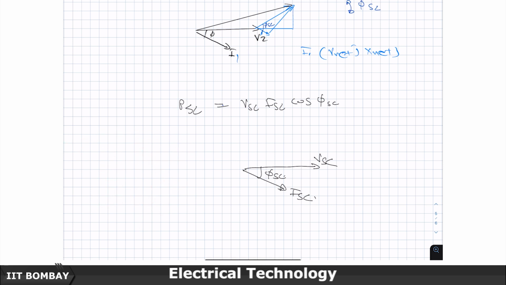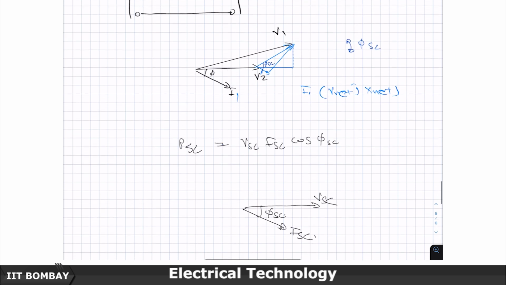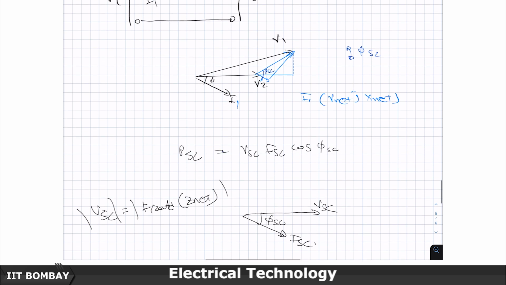Hence, this is the equivalent circuit. Therefore, this V s c is equal to I rated into Z leakage. This is the magnitude, which is the I which is here. The I rated is flowing in this. This is I rated, and this is I rated times the Z.